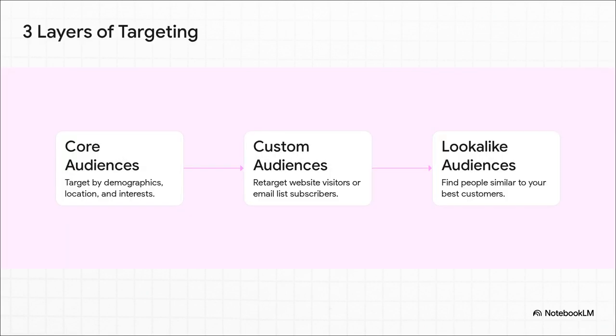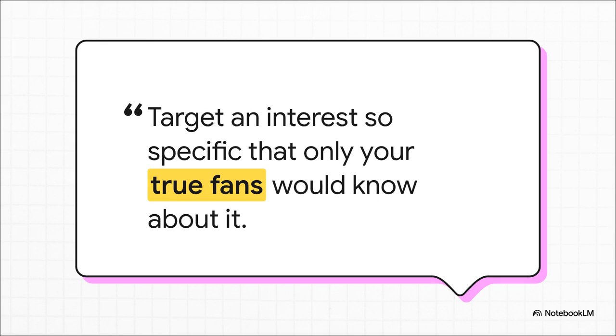Think of it like this. You've got 3 layers. You start broad with core audiences. You know, location, interests, that kind of thing. Then you warm things up with custom audiences, people who already know you. And then you go big by creating lookalike audiences to find brand new people who are just like your best customers.